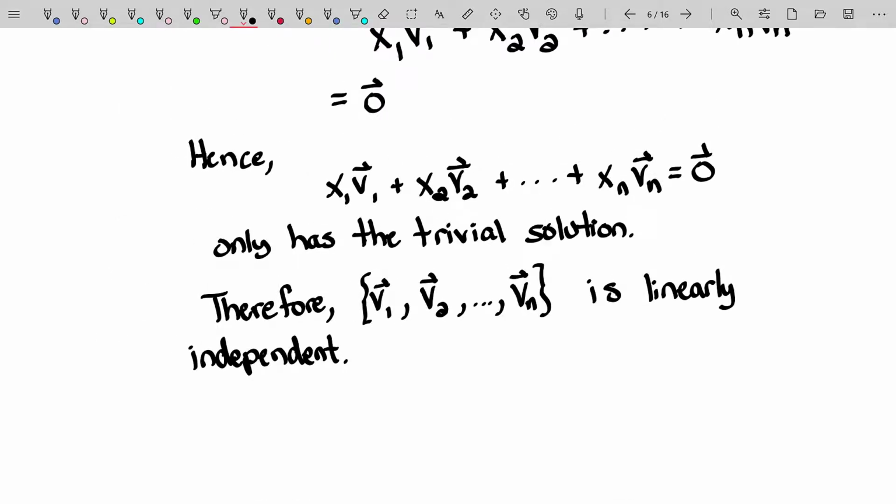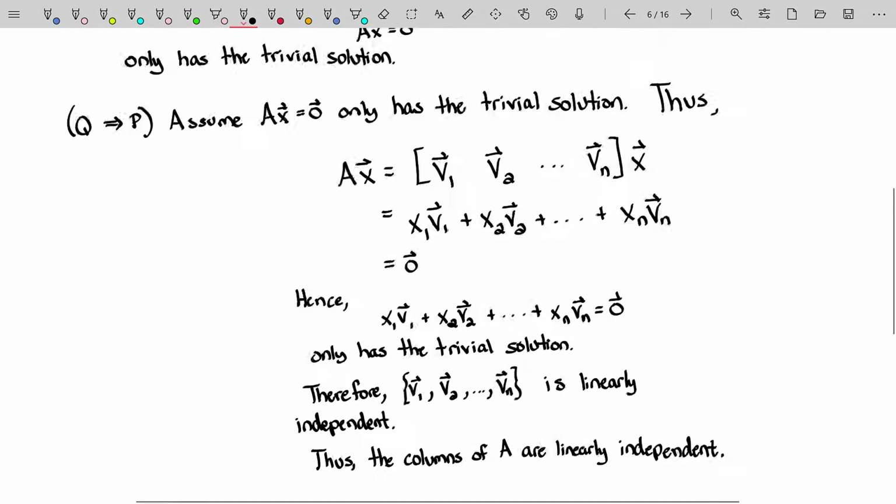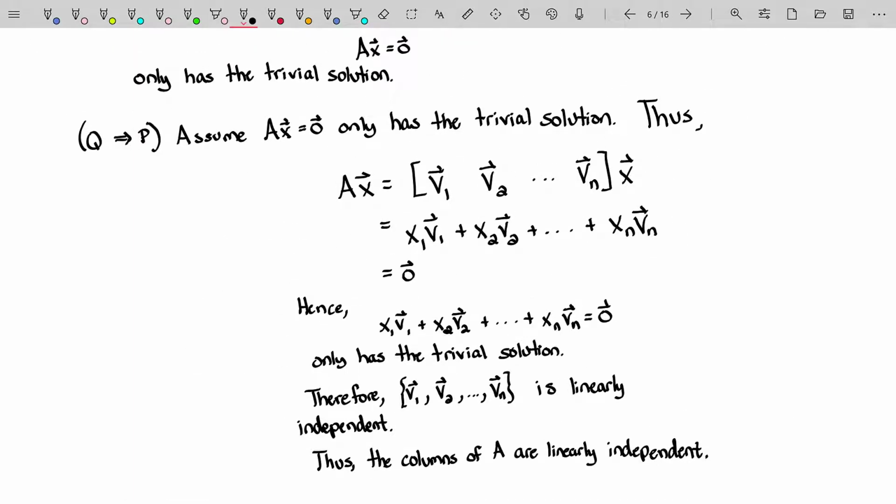Now that we know that that set is linearly independent, that means the columns of A must be linearly independent, because that's what that set is. It's a set of the column vectors of A. And that's it. We have literally arrived at the statement P.